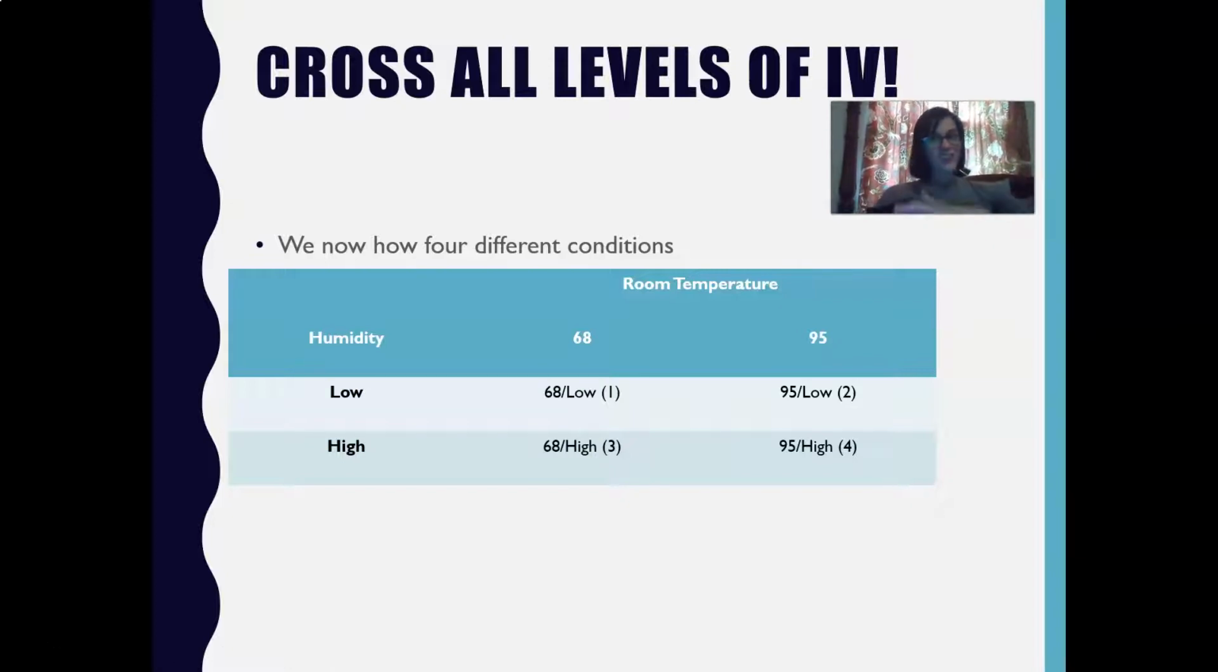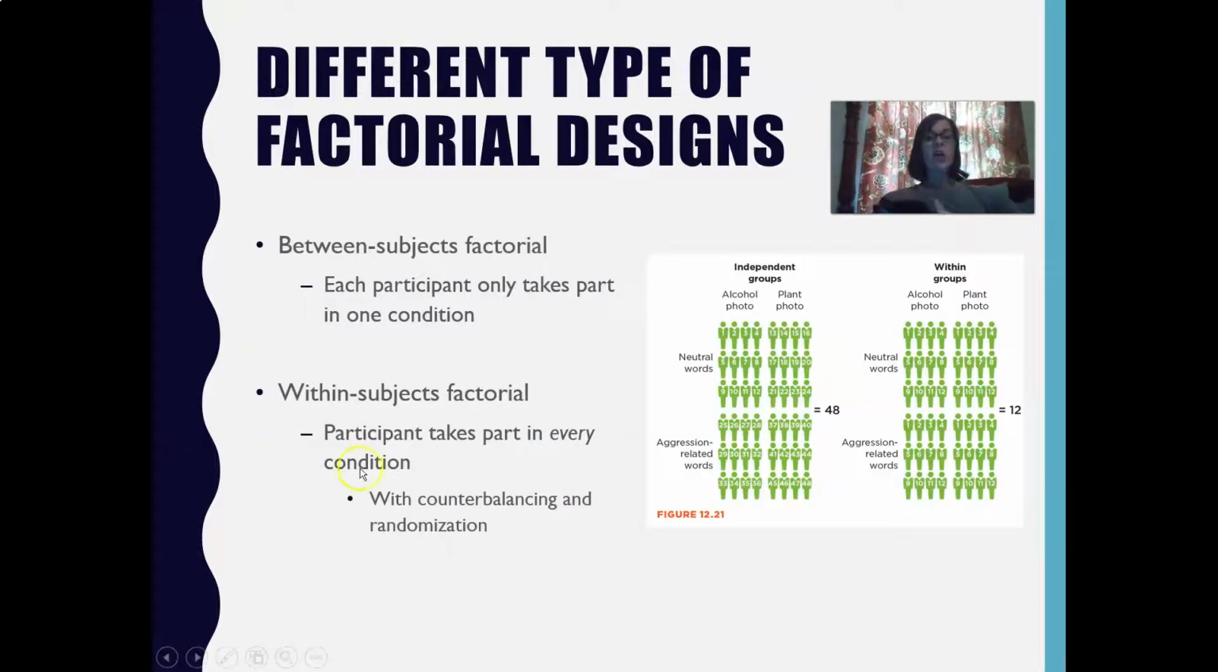So here's where it gets really interesting. There are a lot of different ways that we can actually run this factorial. One of the things that we can do is a between subjects factorial. Each participant only takes part in one condition. You can see a similar sort of setup here with the Bartholow and Hines study looking at a full between subjects factorial, or an independent groups design.